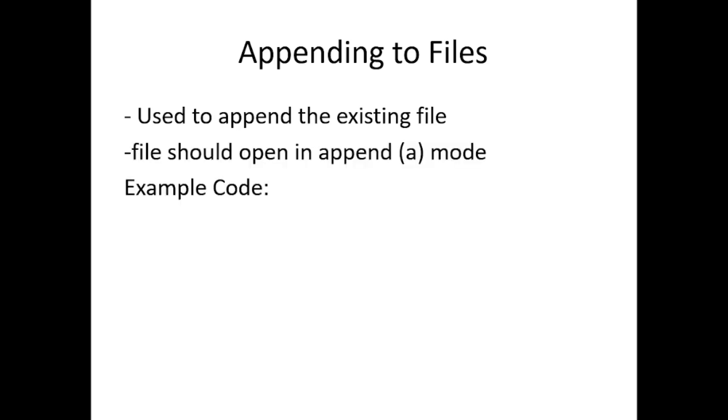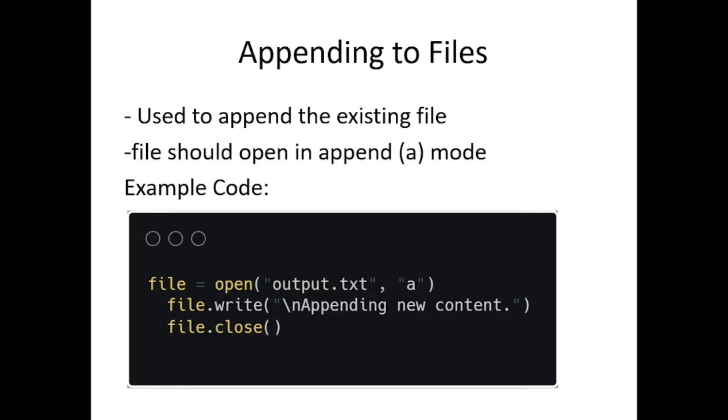Then appending to files. Appending is basically to write on a file which already exists. The file should be open in append mode. Let's see the example. Here the file is open in append mode and we can write. Now the difference between the write and the append mode is that both modes are basically used to write, but in the append mode the pointer position will be at the end of the file, meaning the current content will not be deleted, but in the write mode the current content will be deleted.